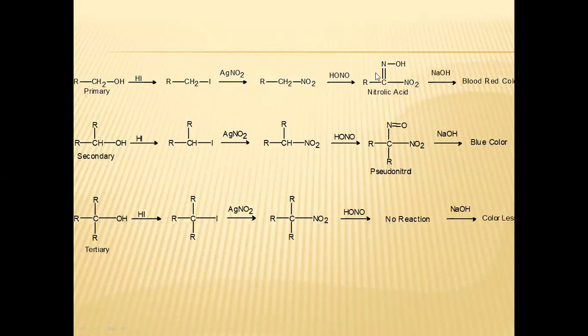When dissolved in NaOH solution, the nitrolic acid gives red color, and the pseudonitrole gives blue color. In the tertiary case there is no reaction with NaOH, so it is colorless. If the red color is obtained, it indicates a primary alcohol. If it is a blue color, it indicates a secondary alcohol. If there is no color, it indicates a tertiary alcohol.